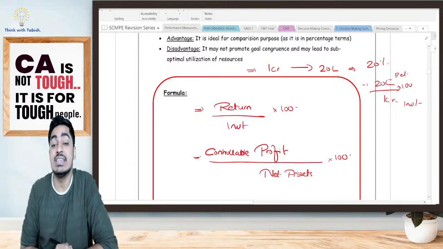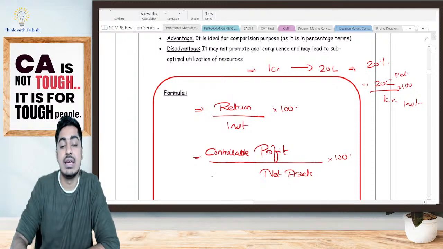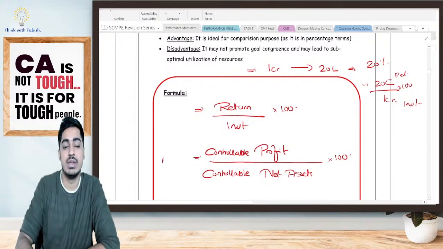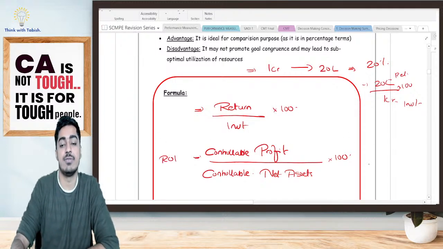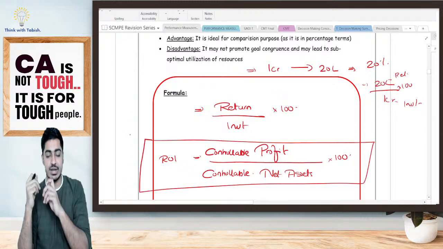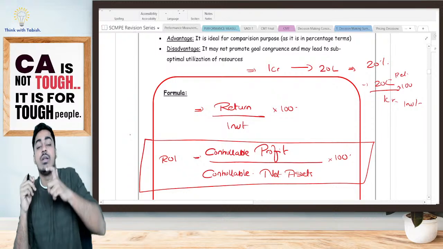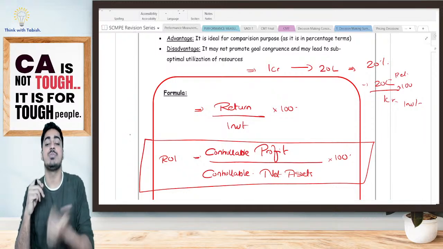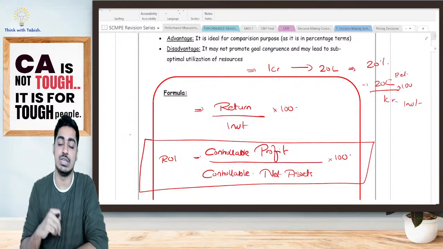Yes, when I'm telling net asset, I should be considering only my controllable net assets. This is my return on investment, my dear students. Is it clear, everyone? What I'm telling is, it is my return divided by investment into 100. Return means nothing but my controllable profit. How much controllable profit I have, divided by investment, which is nothing but my controllable net assets, into 100.